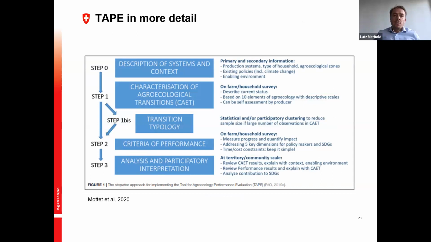So now let's go into more detail on TAPE itself. It's a survey-based tool, and it has different steps. Some of the things you can actually do already in advance. Step 0, which sort of describes your current system you're having, your production systems, the type of households, agroecological zones, etc., and what is the enabling environment. And the actual survey itself then starts with a step 1 and step 2.